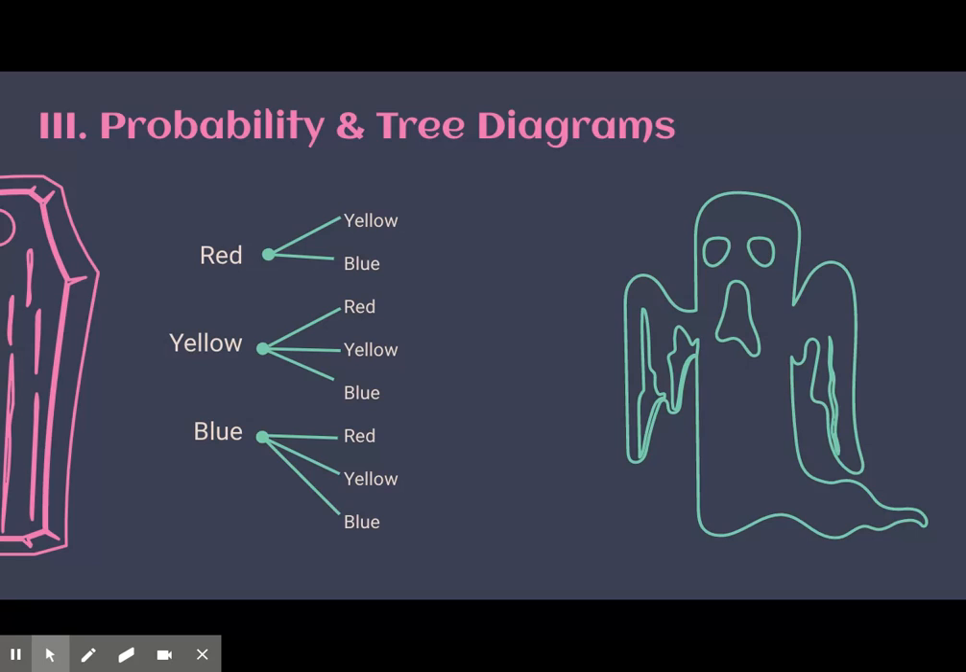Okay, when we get down to the blue, if we pulled out a red first, then all we have left is yellow and blue. If we pulled out a blue one and then a yellow one, we have red, yellow, and blue left. And if we pulled out a blue one and then a blue one, okay, now both of the blue ones are gone and our choices are red and yellow.